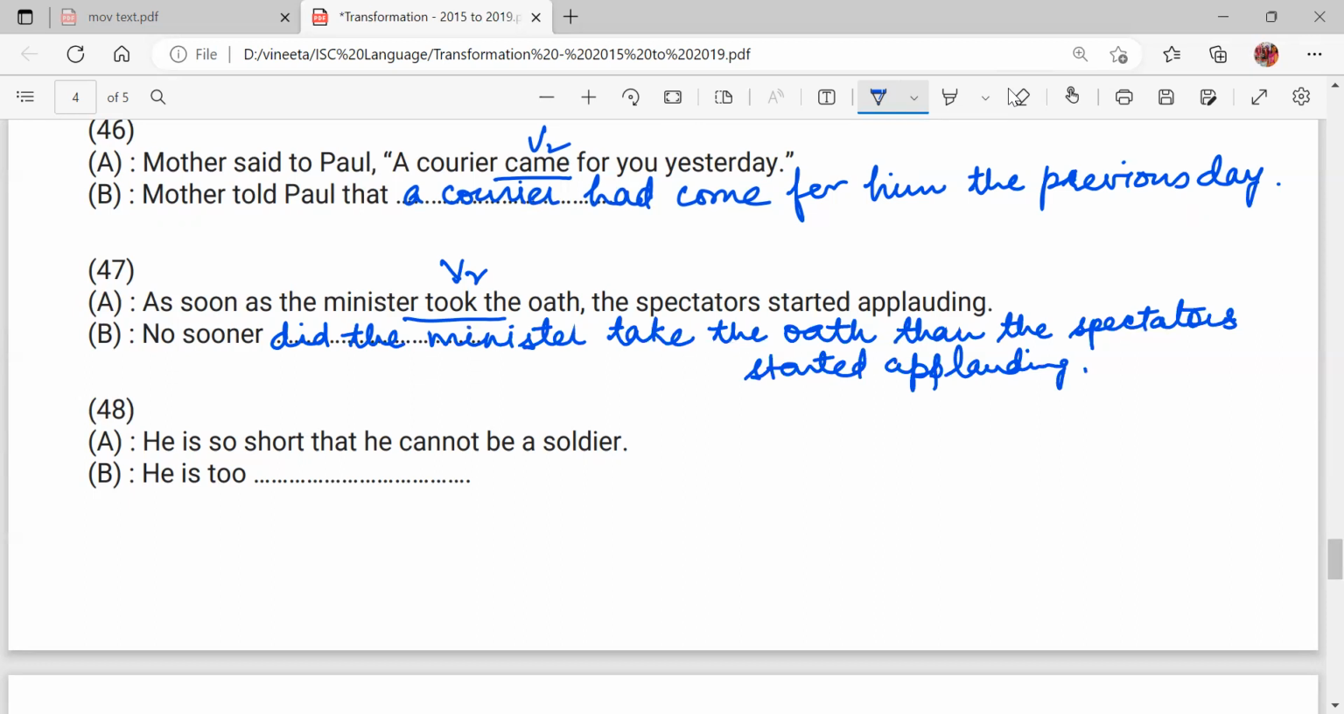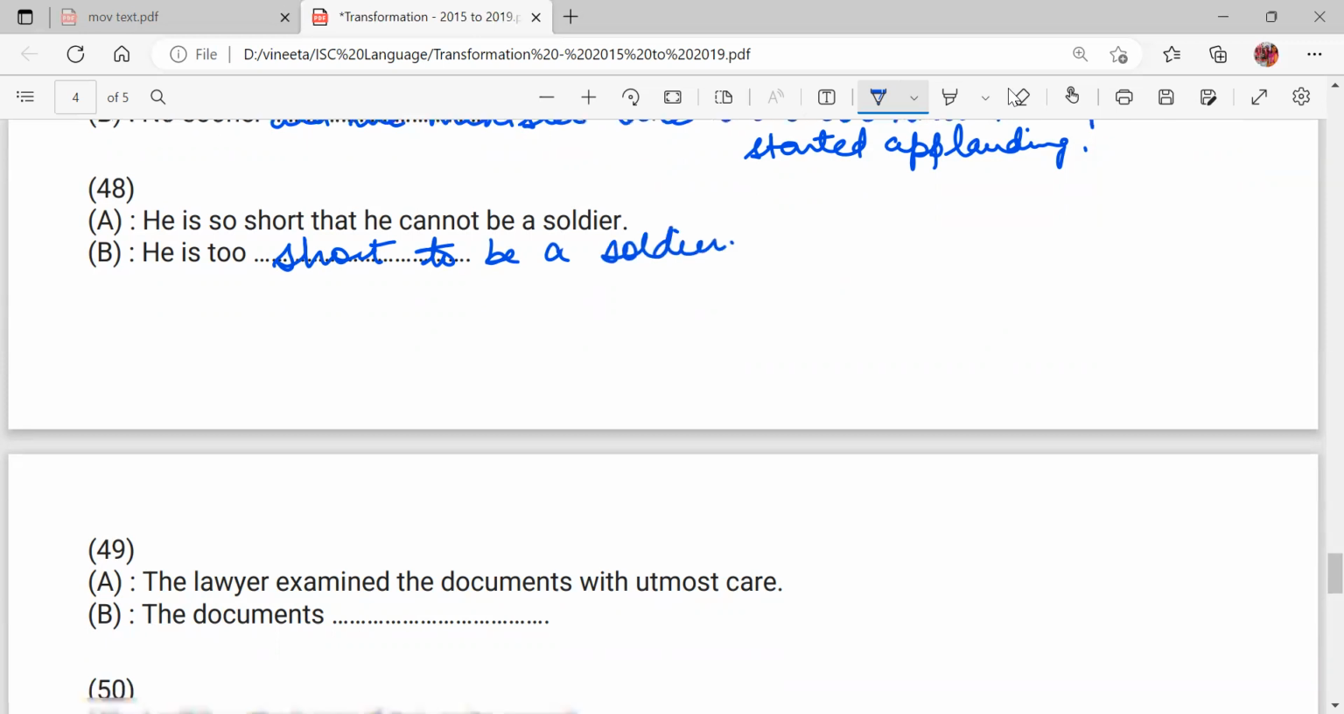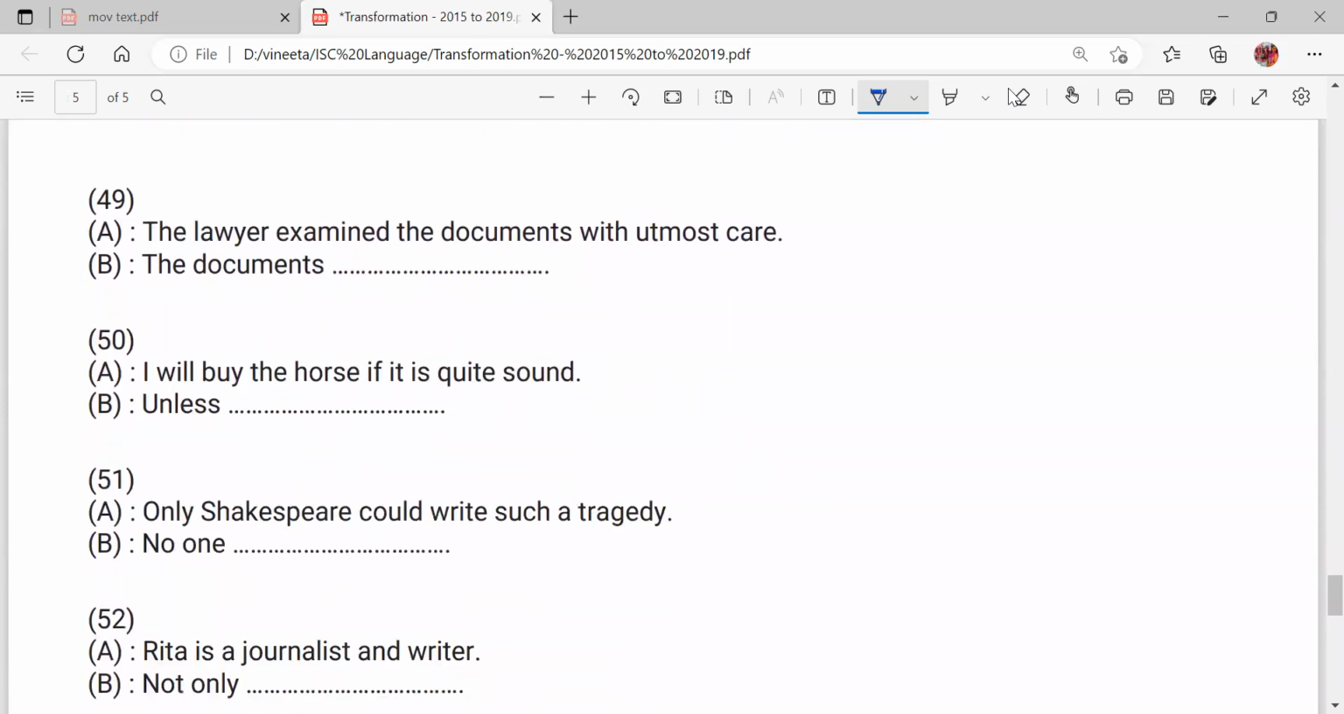Right? He is so short that he cannot be a soldier. Again, please see to and so that. It is a repeated transformation. He is too short to be a soldier. Right? The lawyer examined the documents with utmost care.